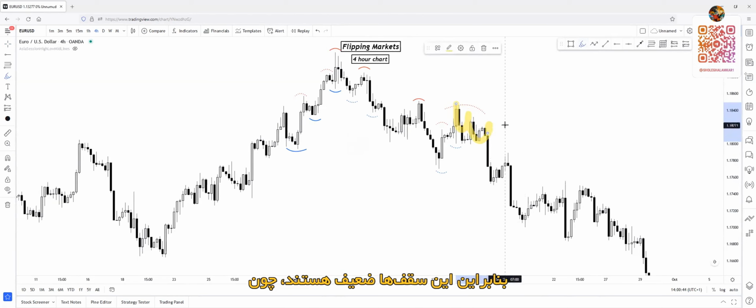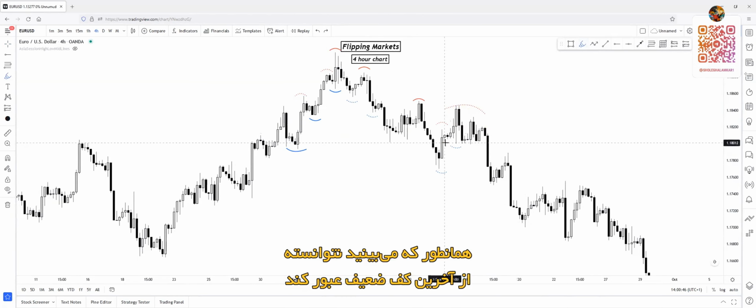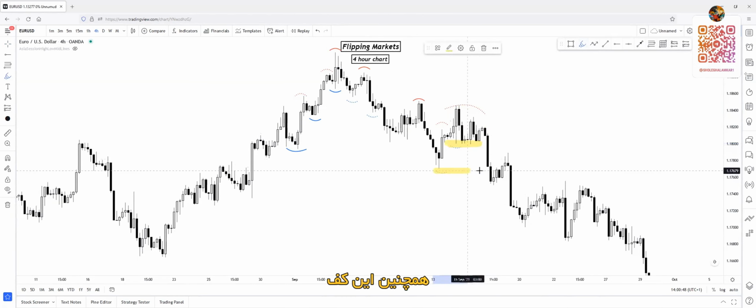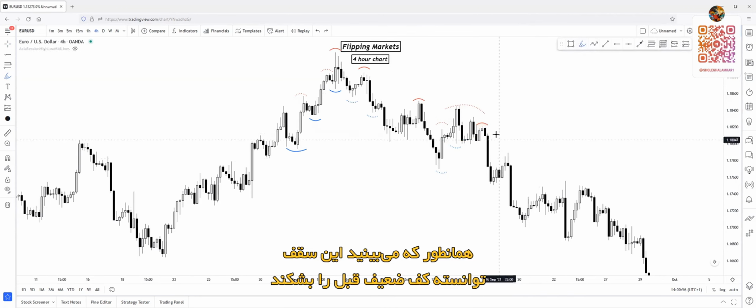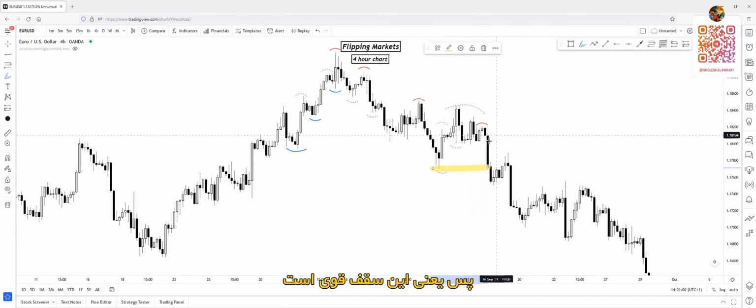So these taps are weak because, as you can see, it couldn't break below the last weak low and this weak low. The last push came into the market from this candle and this structure. And as you can see, this high could break below the last weak low. So this means this is the strong high.